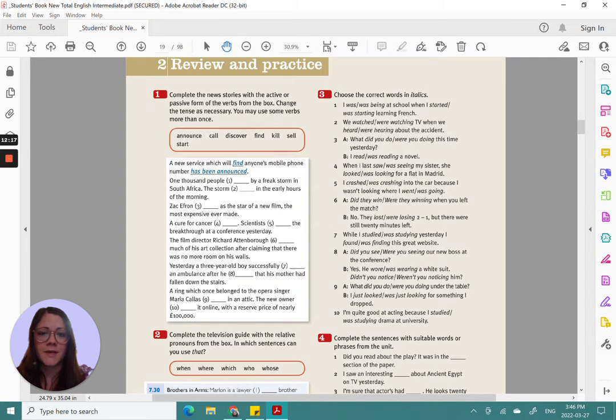For number 3, choose the correct words in italics. This is our past simple versus past continuous review. So review of what we did in our last lesson. So choosing either the past simple or the past continuous.